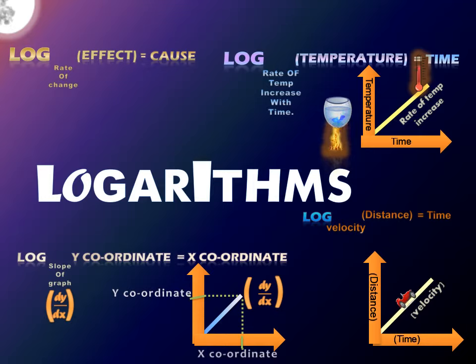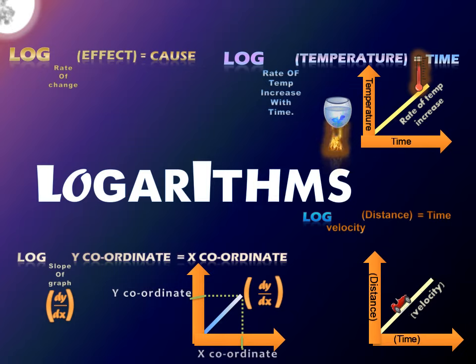This is another way to look at it. It is given in the image below. Log to the base of slope of graph. Slope of graph is also denoted by dy upon dx of the y coordinate. Y coordinate is whatever you plot on the y axis. It is usually the effect. It gives you the corresponding x coordinate, that is whatever you plot on the x axis. Usually it is time, but not necessarily always time.